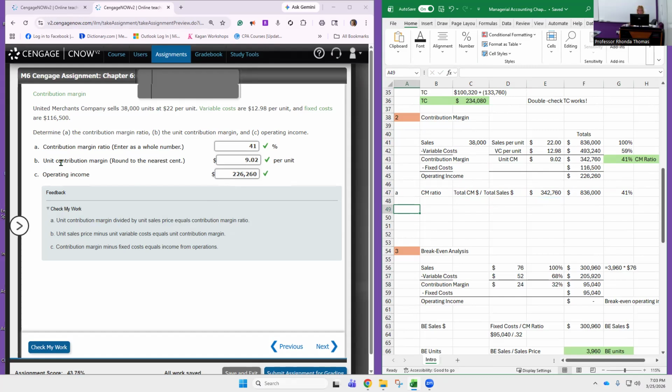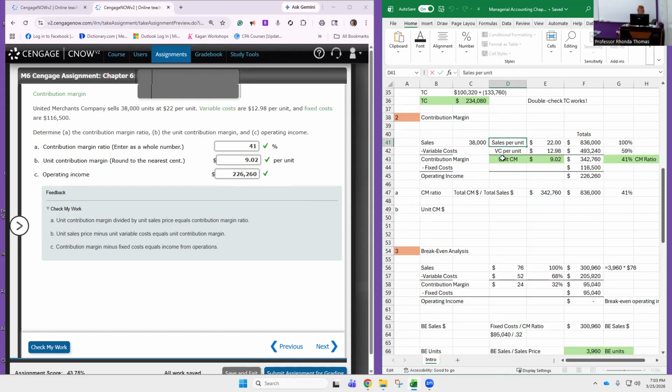Then they want the unit contribution margin rounded to the nearest cent. When we do the subtraction here, this is the unit contribution margin, and what we're trying to find is the unit contribution margin. This is in dollars per unit.